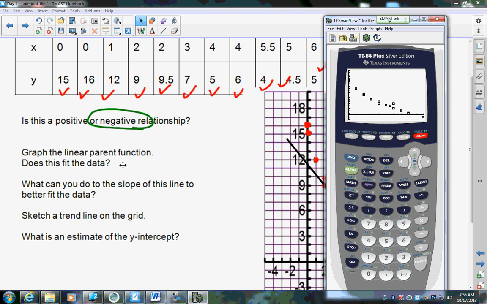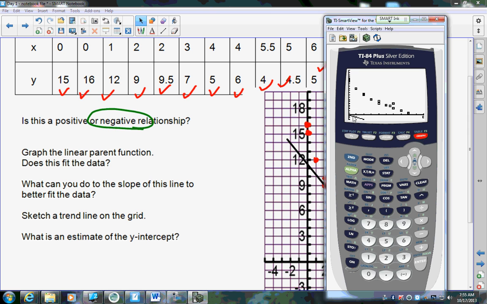It says graph the linear parent function. So if you go to Y equals, linear parent function is Y equals X. And press graph. First off, I see right away they're crossing. What do I need to do to change so that it's going in the same direction as my points? Make it negative. So let's go up here to Y equals and put in negative X and press graph.